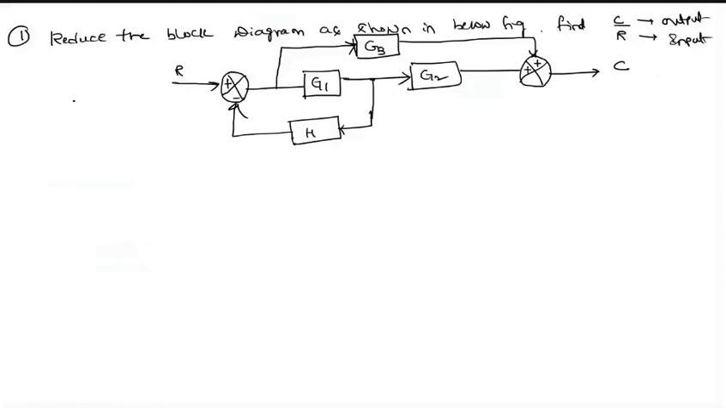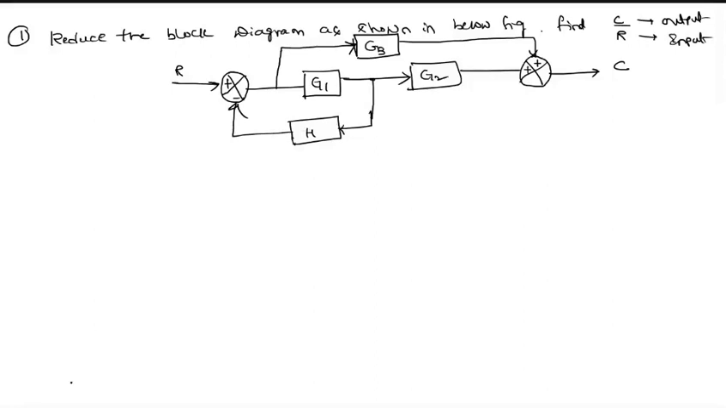So the first problem is: reduce the block diagram as shown in the figure below and find C by R. This is the block diagram given. In this block diagram, R is the input and C is the output. G1, G2, G3 are the gains. H is the feedback gain. Remember, H is the feedback gain because it is opposite or negative feedback.